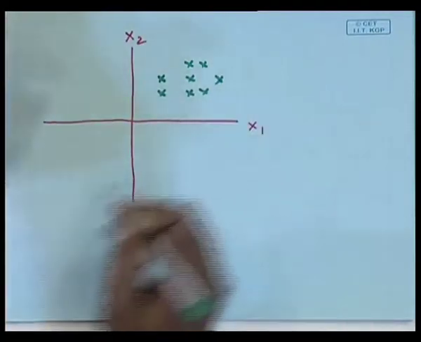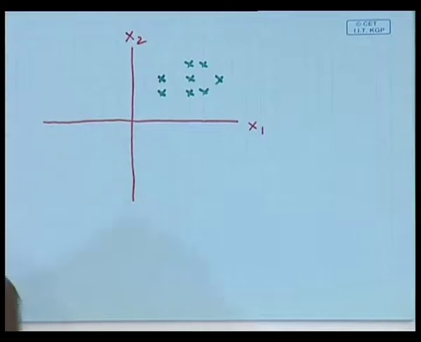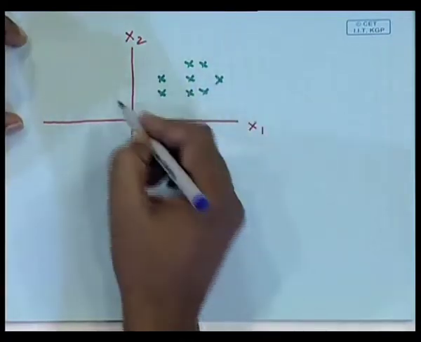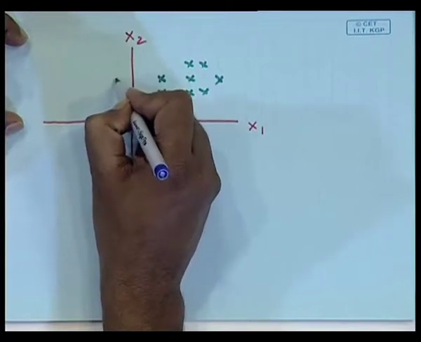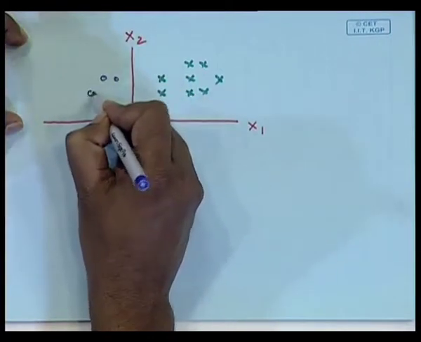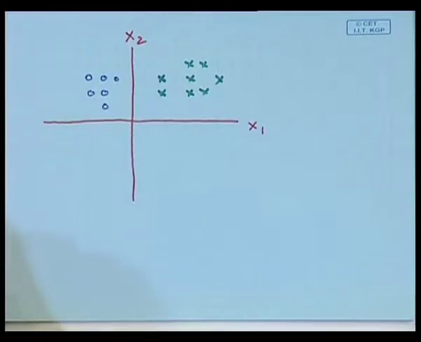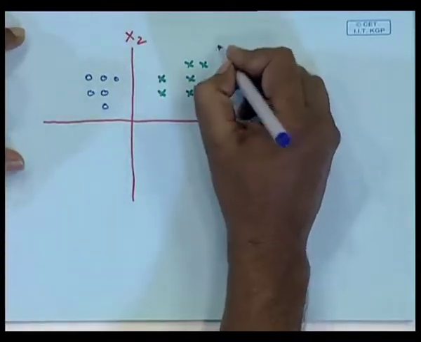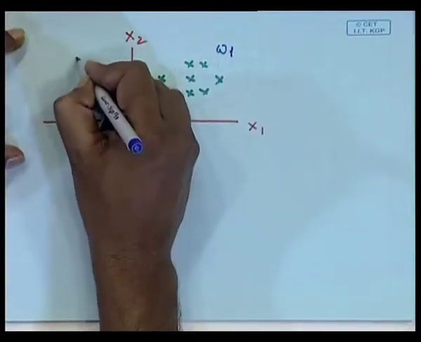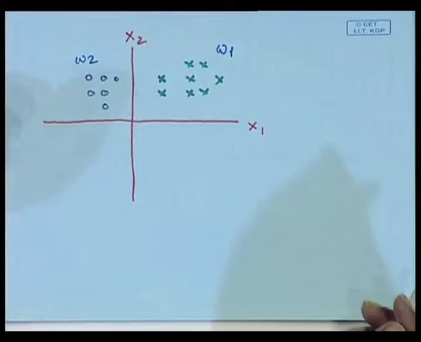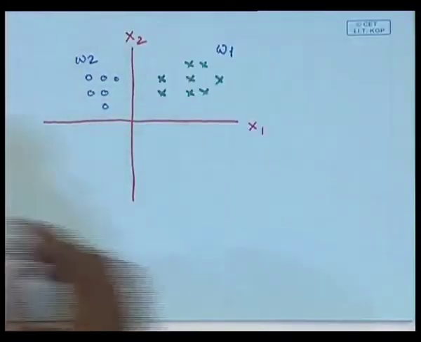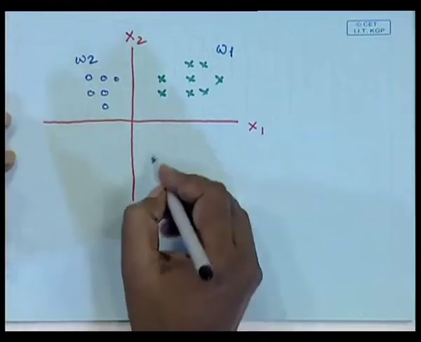And suppose these are the samples which belong to class omega 2. So, these are from class omega 1 and these are from omega 2. As I said, to have a uniform decision rule, I negate all the samples which are given from class omega 2. So, all these samples have to be negated. The negated samples will be like this.